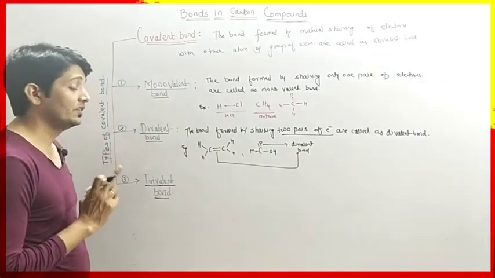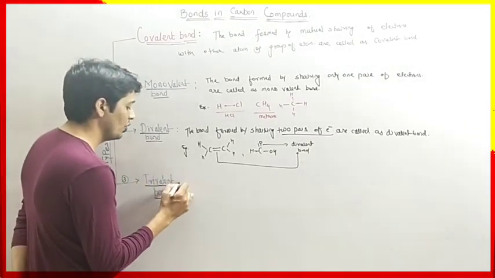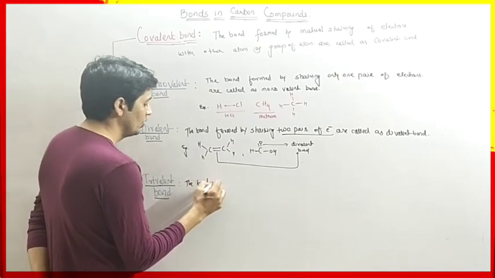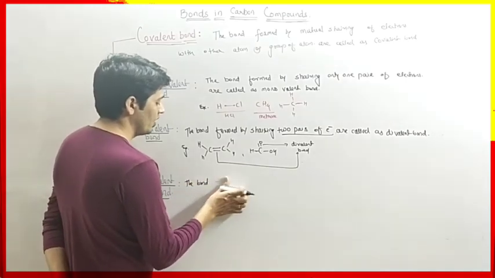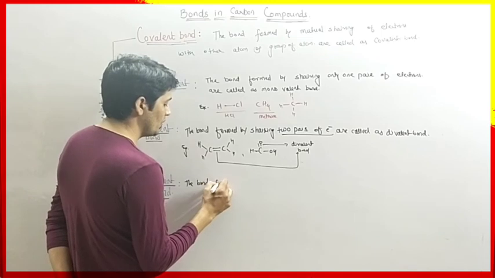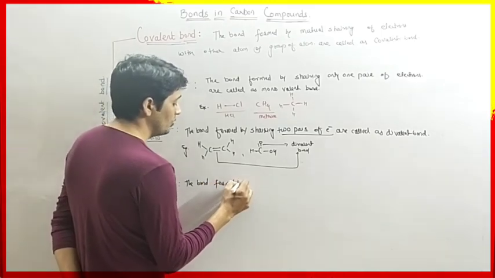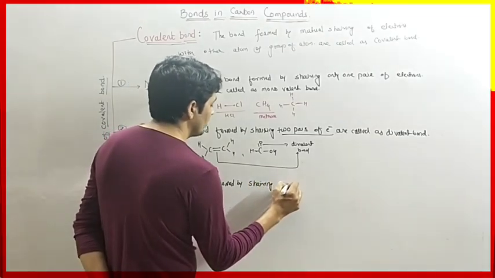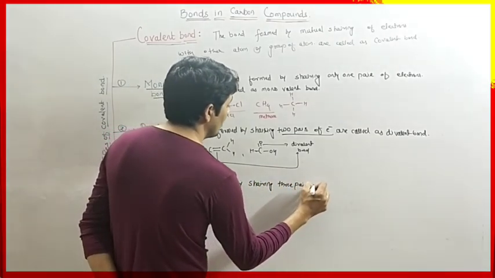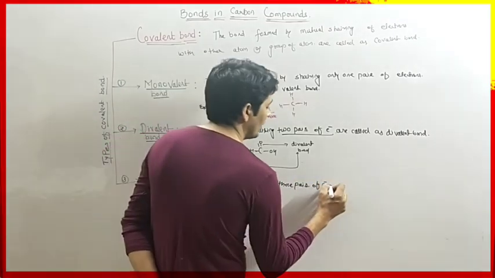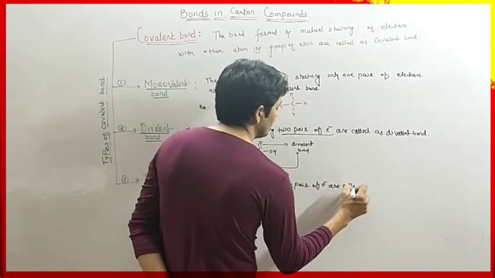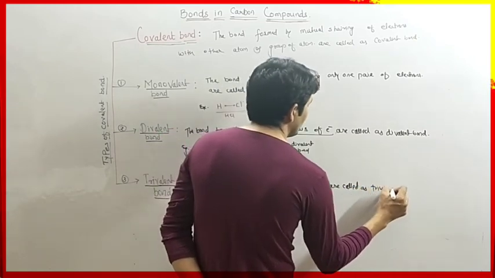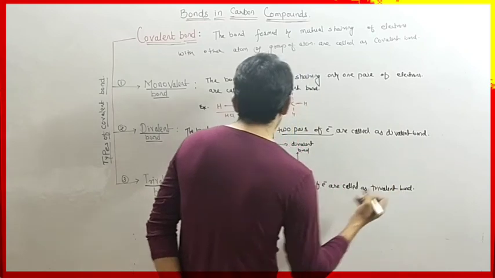Now next we have trivalent bond. The bond formed by sharing three pairs of electrons are called as trivalent bond.